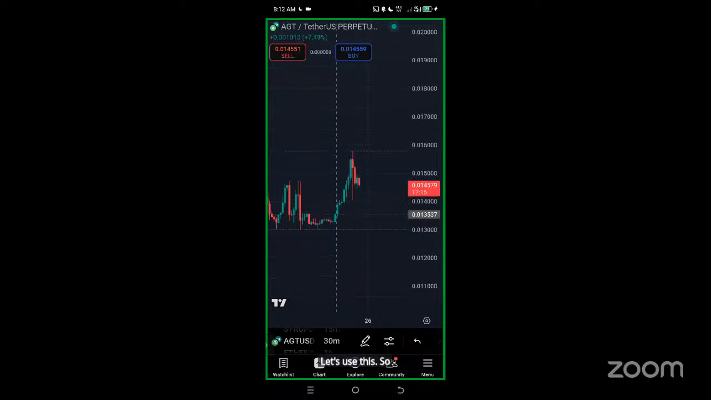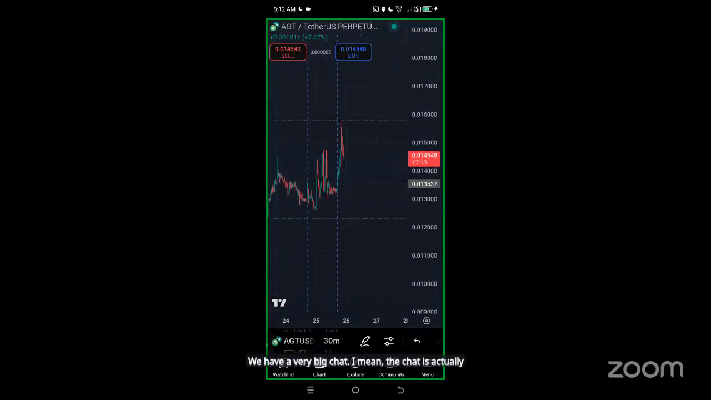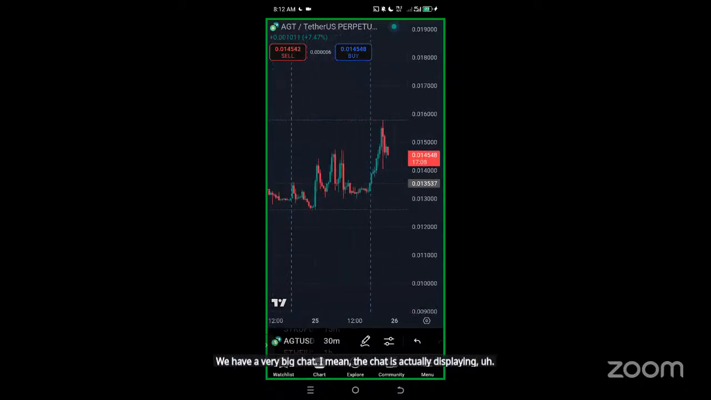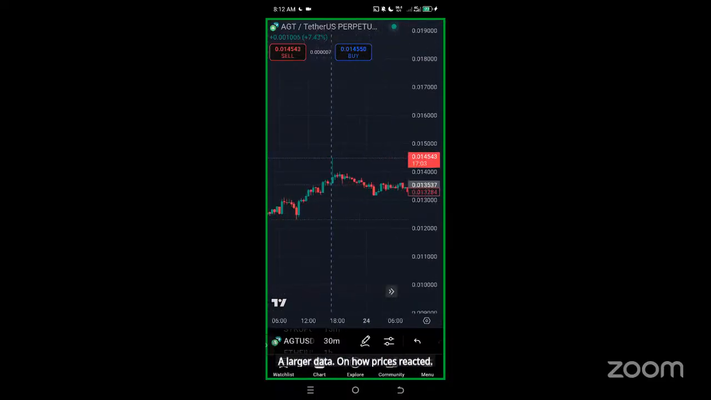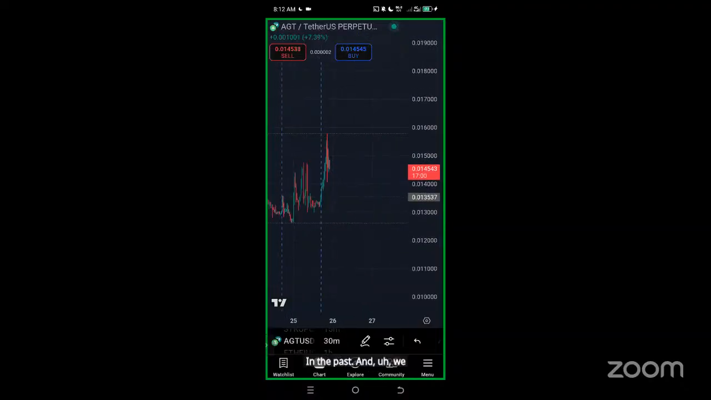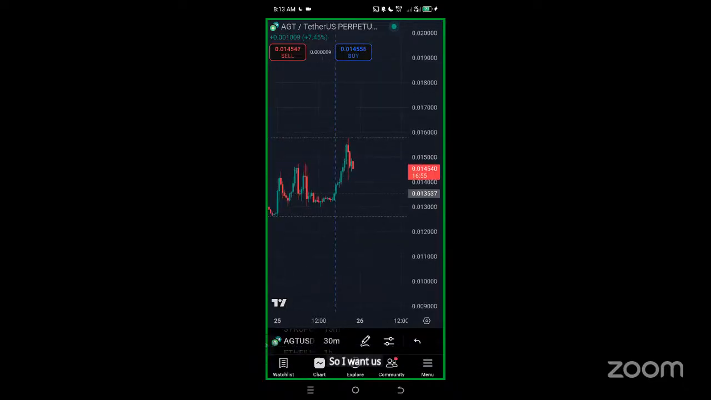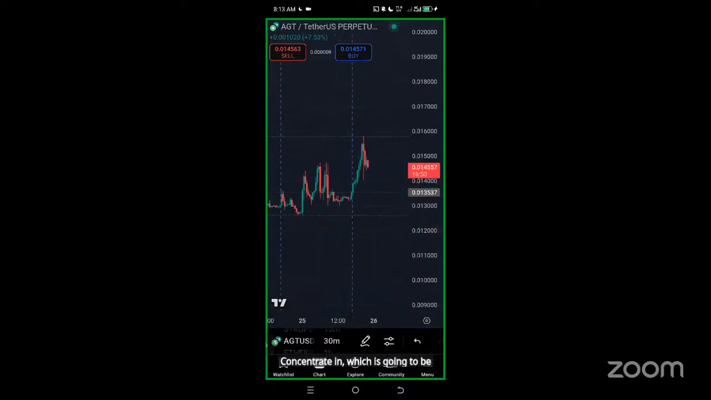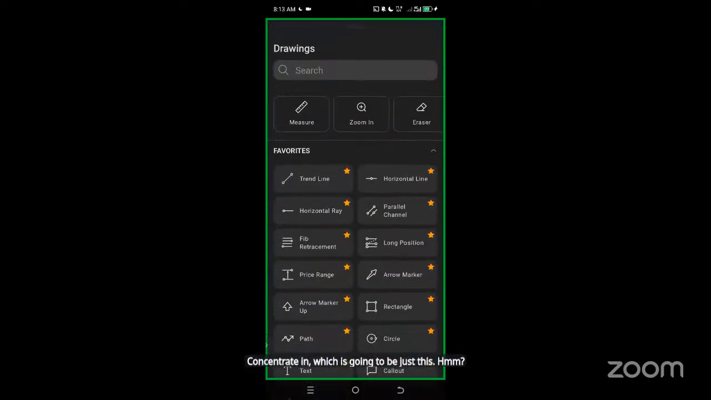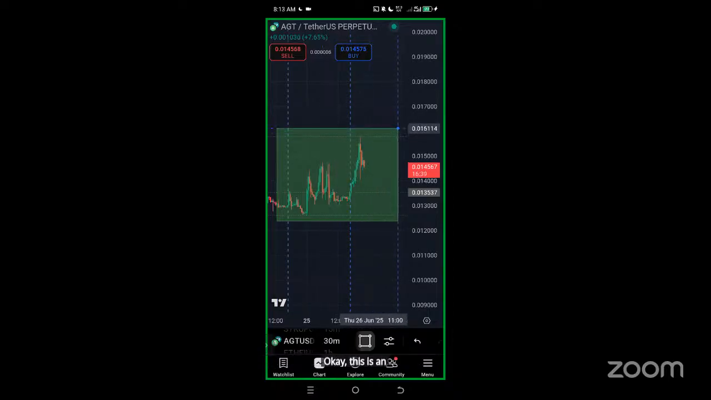So we have a very big chart. The chart is actually displaying a large amount of data on how price has reacted in the past, and we're really not going to dive so much into what has passed. So I want us to pick the area that we're going to concentrate on, which is going to be just this. So our area of concentration would be here.